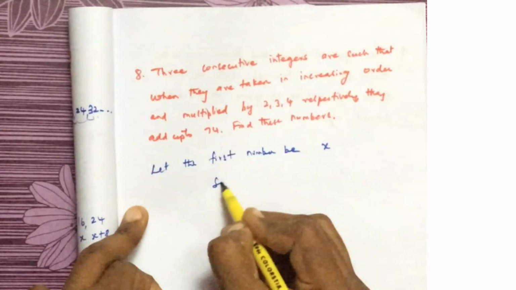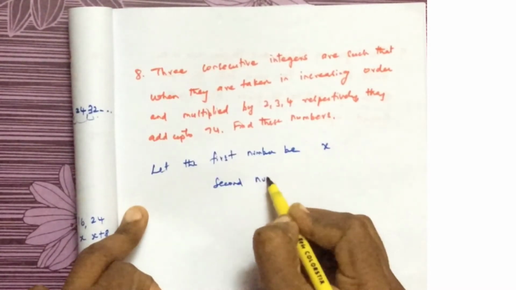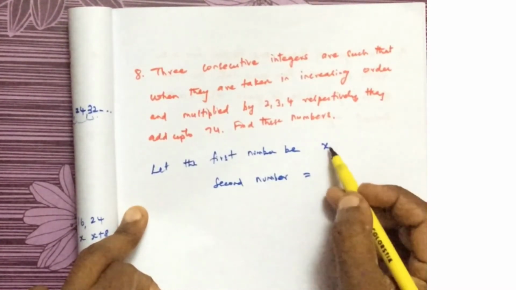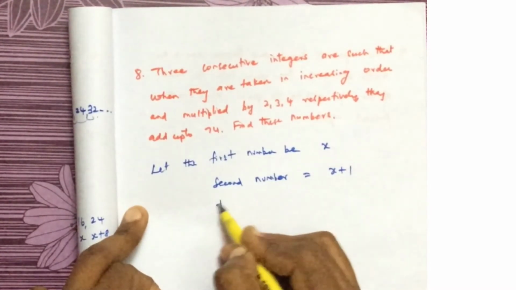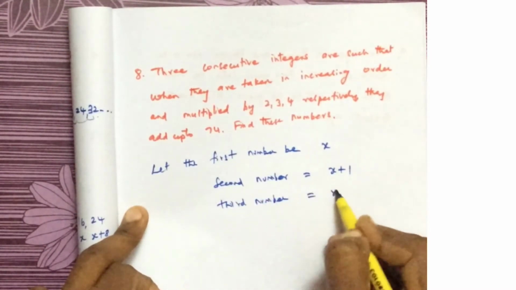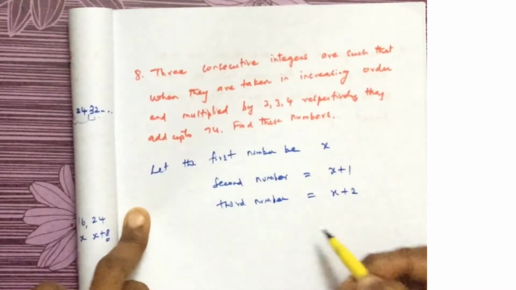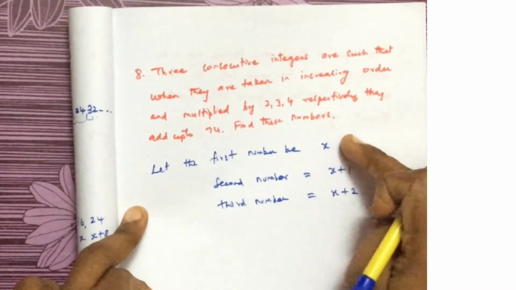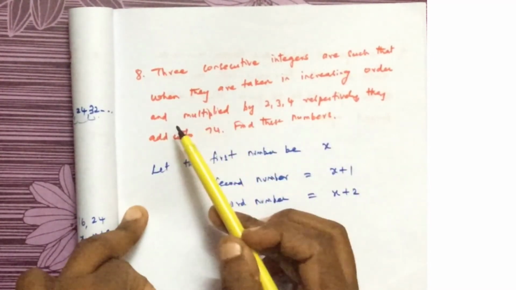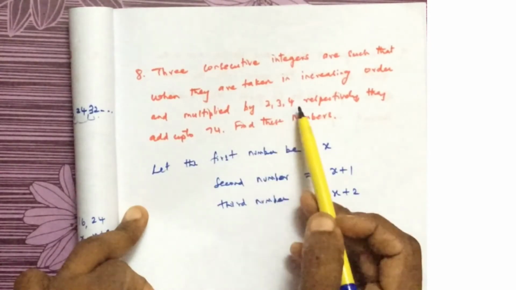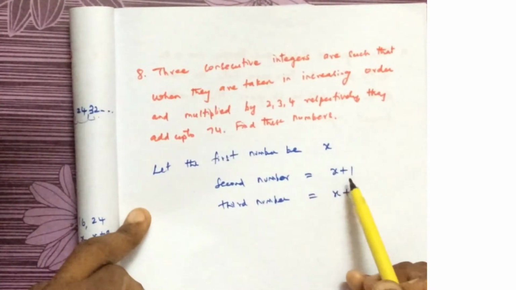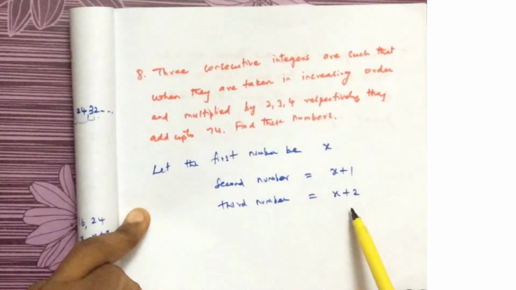Okay, so what is the second number? If it is three consecutive integers, the first is x and the next one is x plus 1. The third number is x plus 2. This is the way we take it for consecutive integers: x, x plus 1 and x plus 2. Now what you are doing here is multiplying by 2, 3 and 4. The first number is multiplied by 2, the second number is multiplied by 3 and the third number is multiplied by 4.